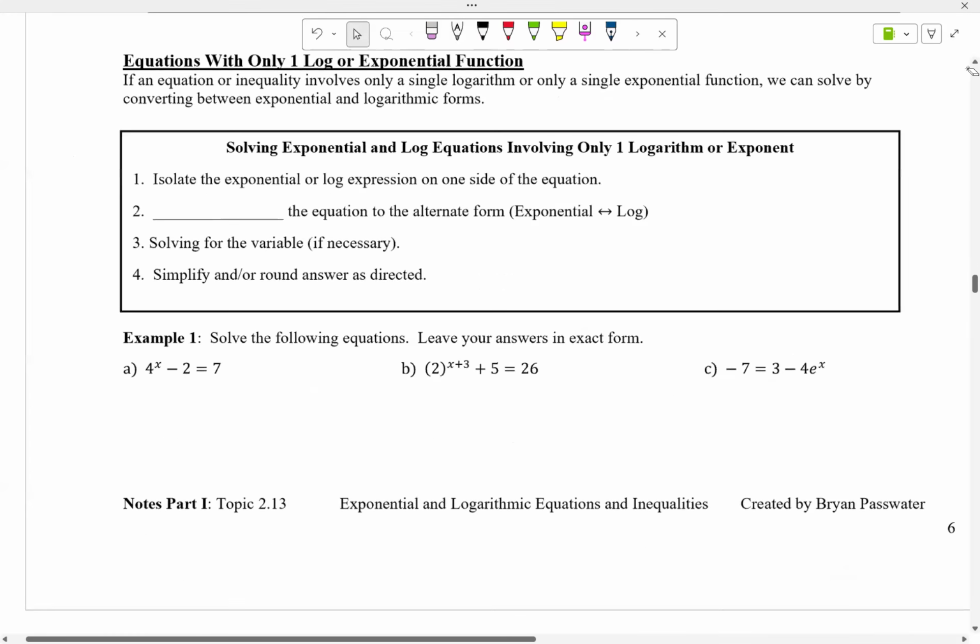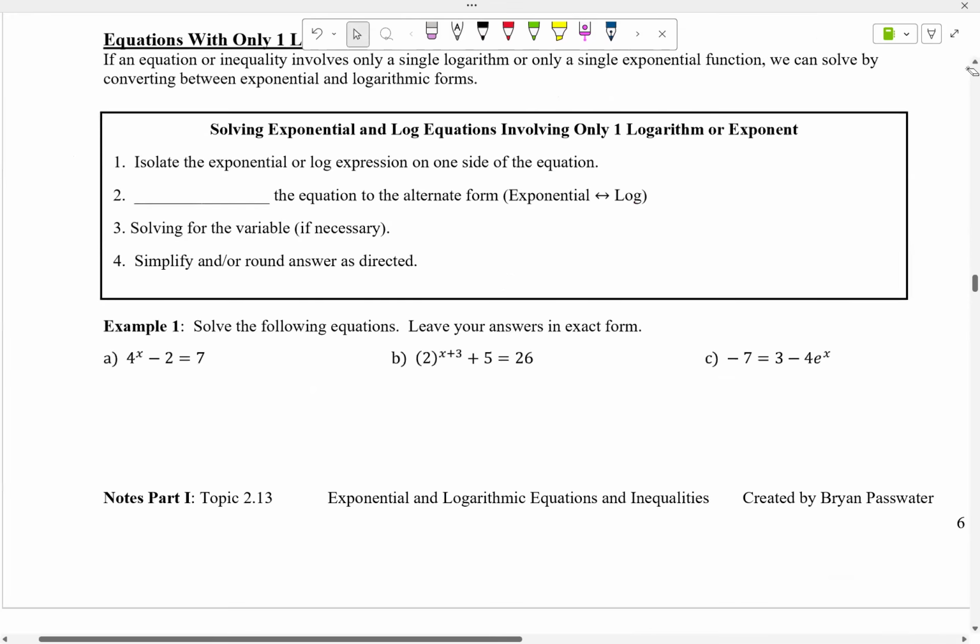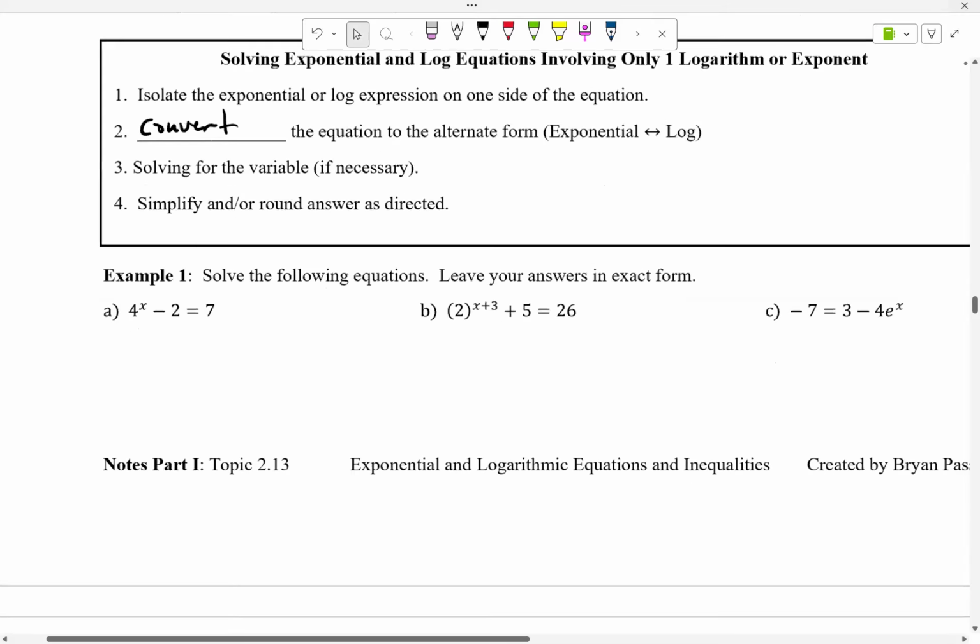Okay, here are some general directions. If your equation has just a single log or a single exponent, the first step is to isolate the exponential or log expression on one side of the equation. And then I wonder what goes in that blank. Convert the equation to alternate form. Thank you, I like it. And then solve for the variable if necessary. Simplify and or round the answer as directed.